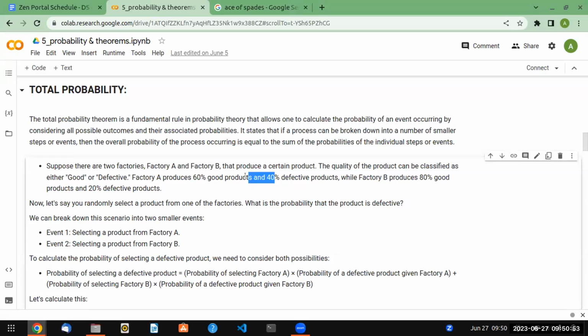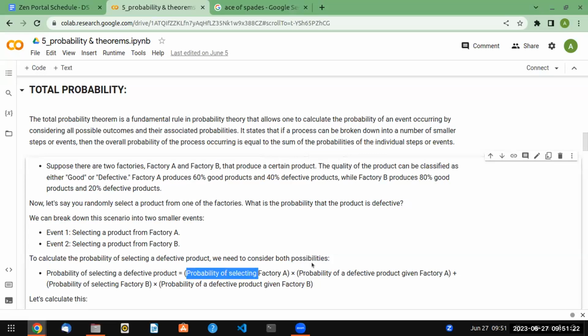So the probability of choosing either of the factories is 50%, that is 0.5, or 1/2. Correct. Then 0.5, 1/2, into the probability of choosing a defective product from that particular factory, which is given: 40%, 0.4.